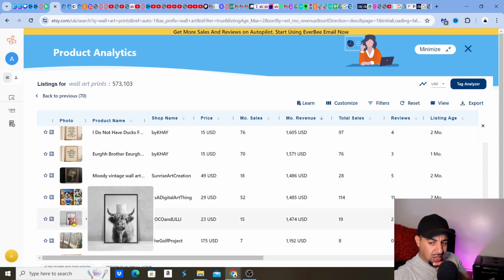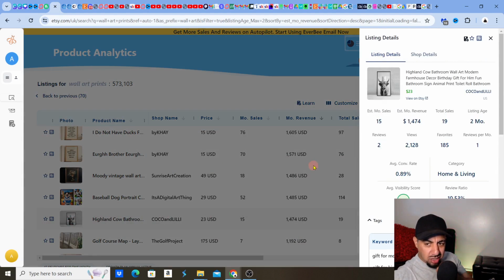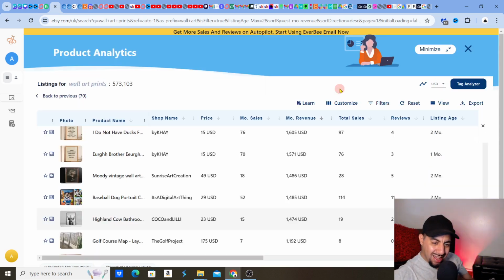Look at it. This is a Highland cow. It's a Highland cow. What was that? A bucket on the head? No, it's not a bucket on the head. What is on the head? Toilet roll. Toilet roll.